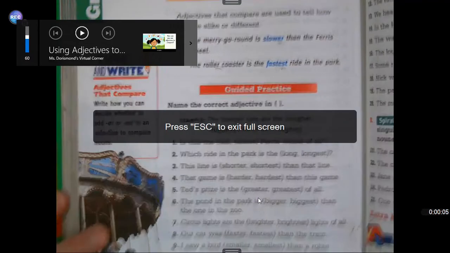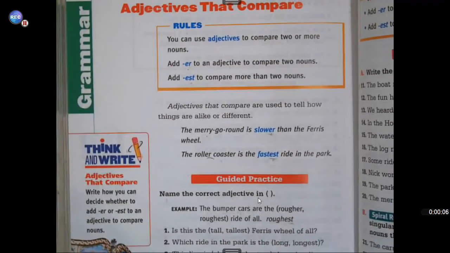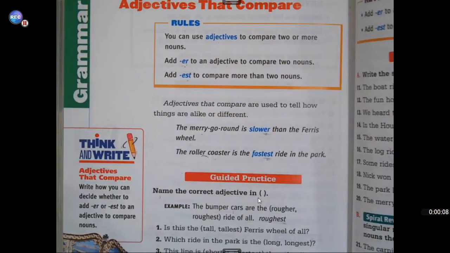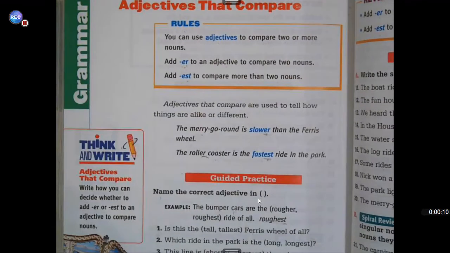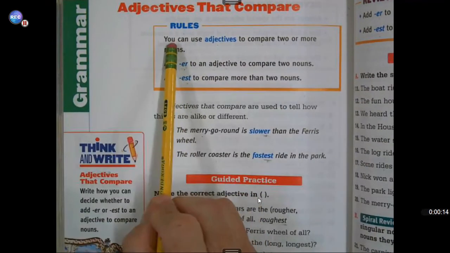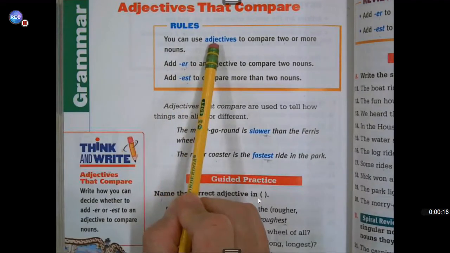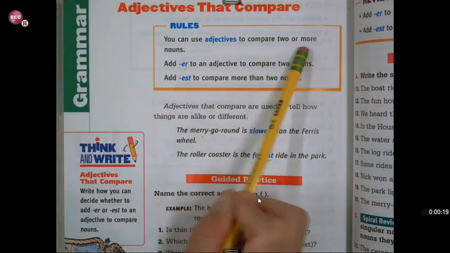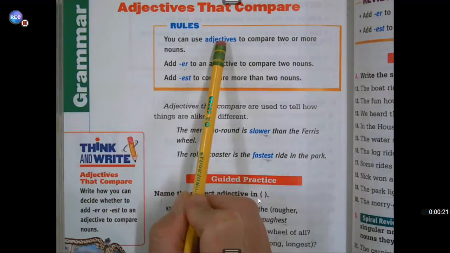Hi, third graders, we're going to check our work for language arts, page 404, 405, adjectives that compare. So let's look at the rules box. You can use adjectives to compare two or more nouns. Remember, an adjective is a word that describes a noun.